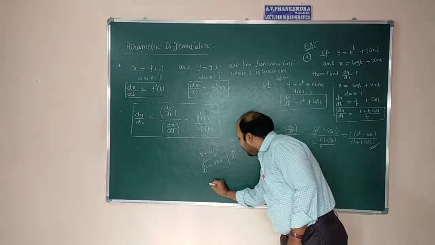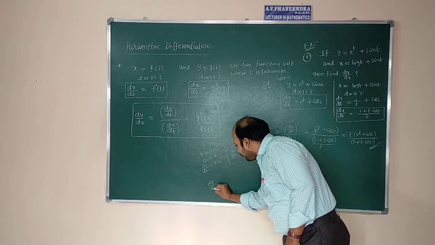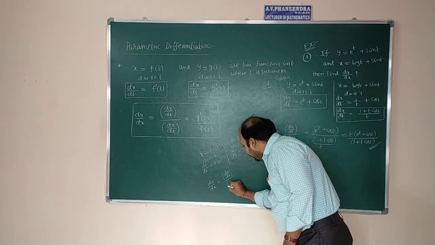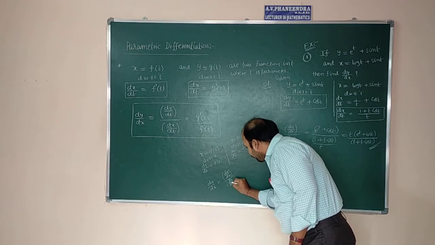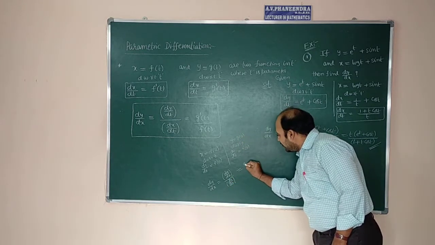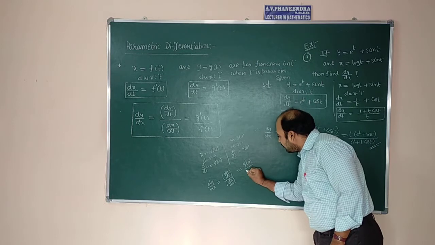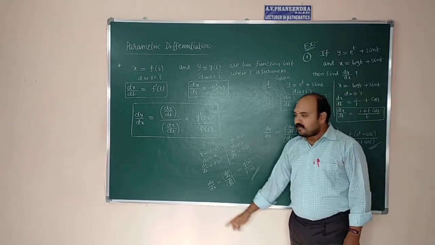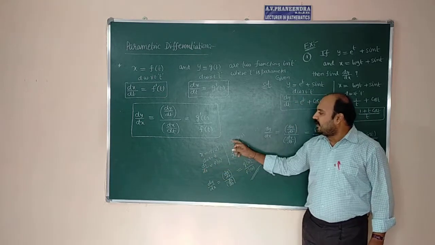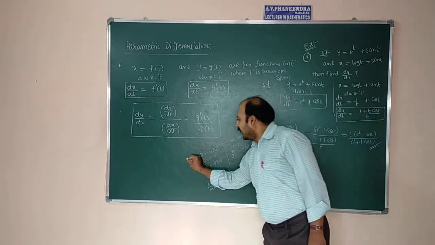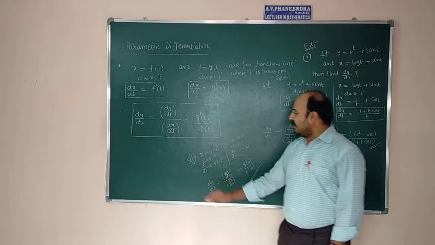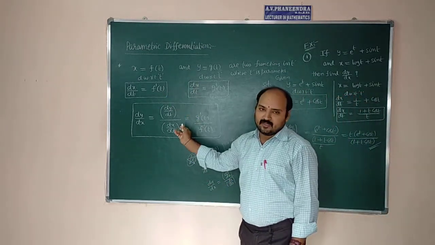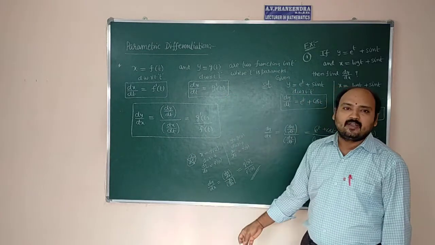After that, dy by dx is equal to dy by d theta whole divided by dx by d theta, which is equal to g dash of theta divided by f dash of theta. Like this, we can calculate the derivative of the given function x equal to f of theta, y equal to g of theta. You make a note of it. Suppose x and y are in terms of theta, or x and y in terms of t, this procedure is called parametric differentiation.